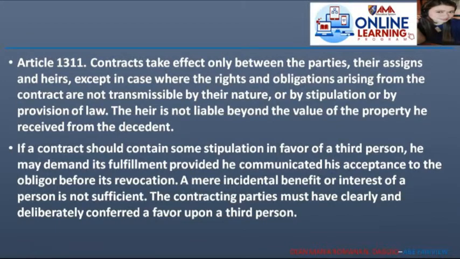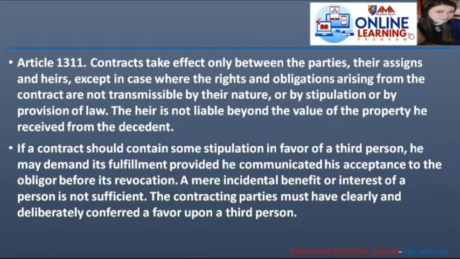Okay? Pero may mga ilan class na sinasabi na hindi pwede, no? By their nature, hindi pwedeng ipasa. Either right man yun or obligation, hindi pwedeng ipasa sa tagapagmana. O kaya naman, duly stipulated sa contract na hindi ipapasa or clearly stated sa batas. To continue, the heir is not liable beyond the value of the property he received from the decedent. So, hindi ka mananagot, ikaw na nagmana class, hindi ka mananagot more than, higit doon sa minana mo.